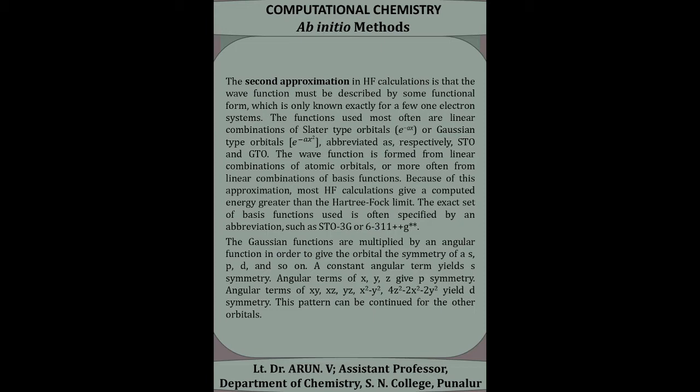The Gaussian functions are multiplied by an angular function in order to give the orbital symmetry of S, P, D and so on. A constant angular momentum term yields an S symmetry. Angular terms x, y, z give P symmetry. Angular terms xy, xz, yz, x squared minus y squared, and 4z squared minus 2x squared minus 2y squared yield the D symmetry. This pattern can be continued for other orbitals.